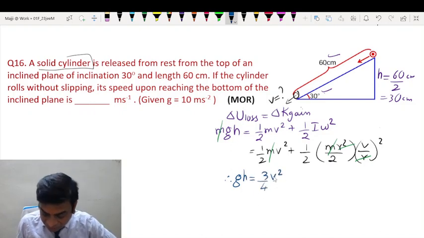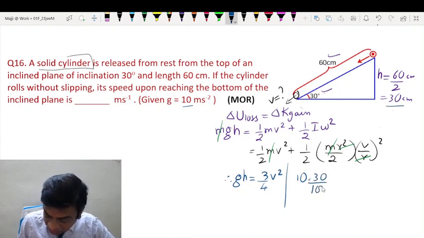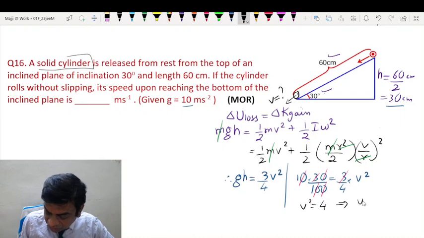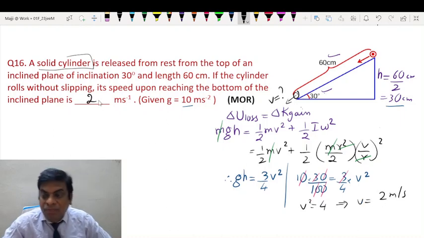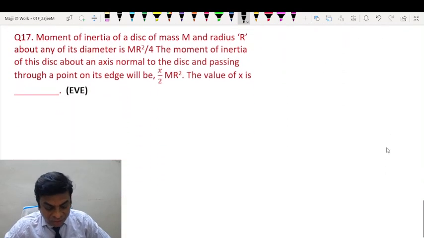So it's a matter of substituting the values. g is how much? g is given as 10. H is 30 cm, so 30 centimeter divided by 100, equal to v square. So here you can see both the zeros get cancelled. This 3 gets cancelled. And we are left with v square is equal to 4, which implies v is equal to 2 meters per second. Since we have substituted each and every parameter in SI units, we can expect the answer in SI units. Moving to the next question.